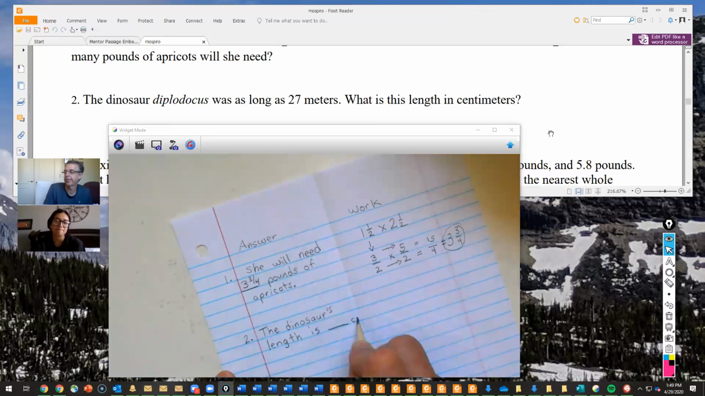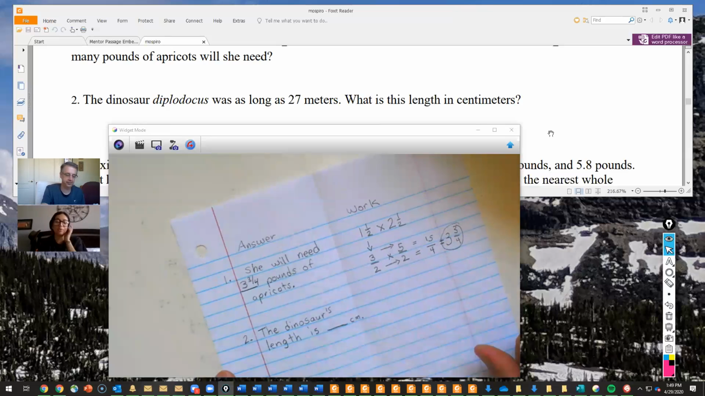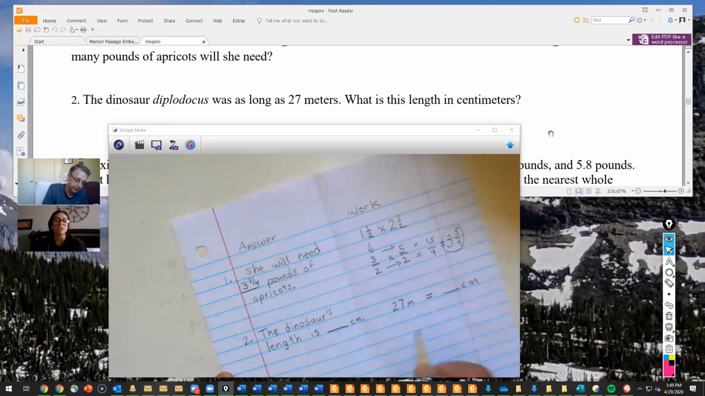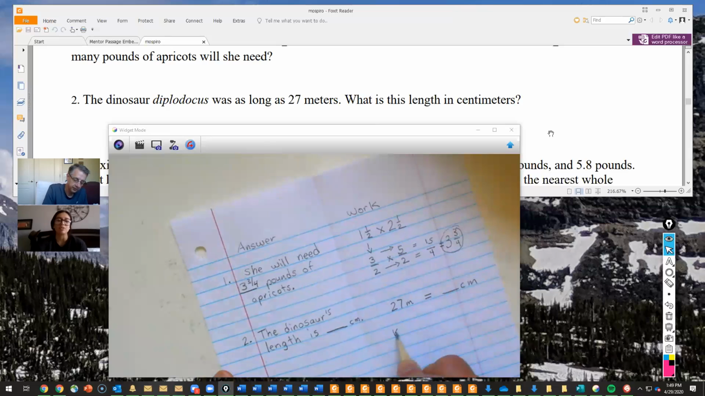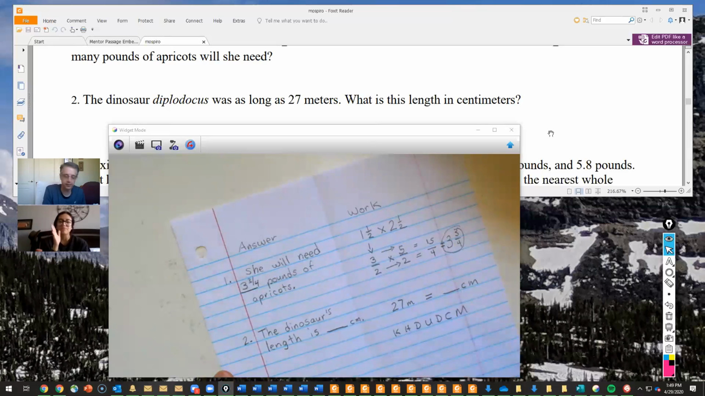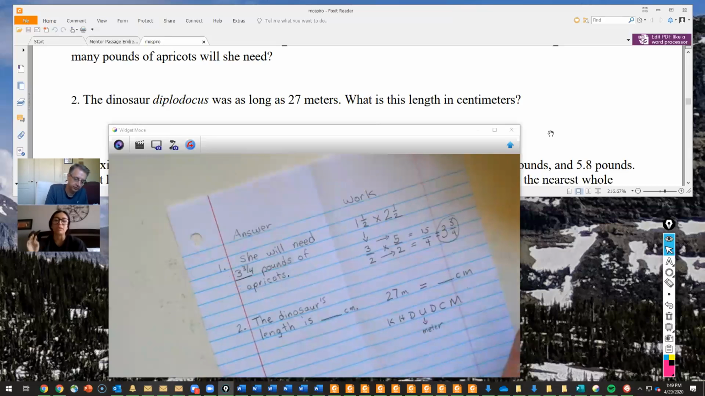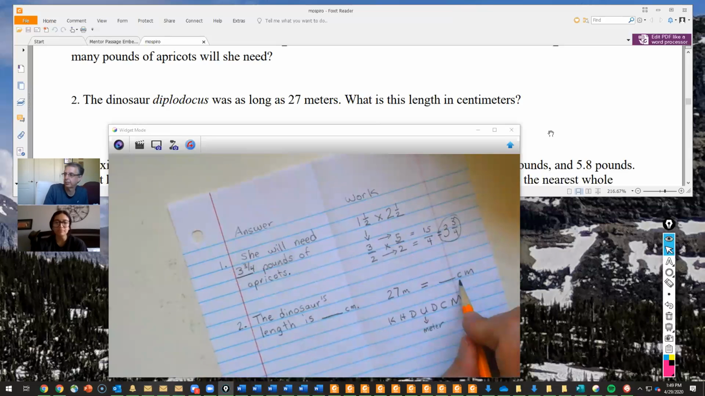All right, so this is where we are going to be using our King Henry died unexpectedly drinking chocolate milk. So you want to make sure that, just like Mr. Yates is doing, you write down your 27 meters equals blank centimeters, and then write out your King Henry died unexpectedly drinking chocolate milk. And remember, our U is going to be where our meters is, because that's our unit measurement. And then our C is going to be where our centimeters are.